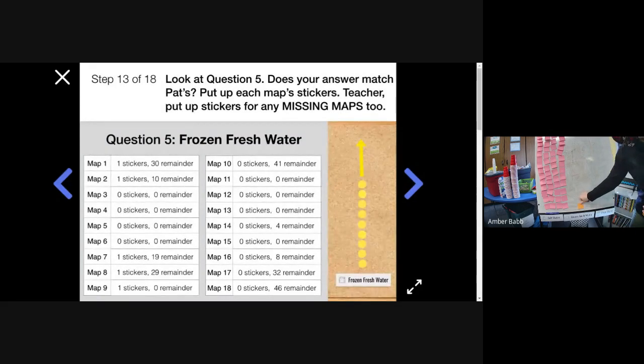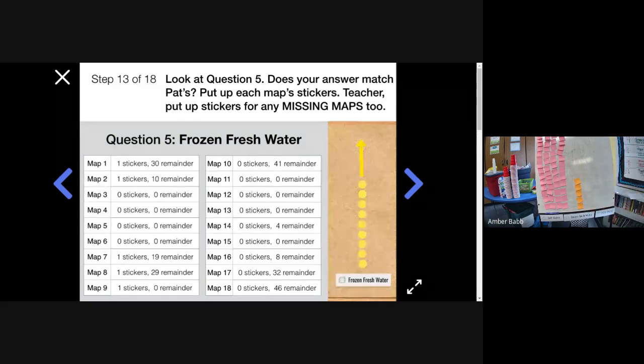Frozen freshwater. Sticker number 1. Sticker number 2. What was the other numbers? 7, 8, 9. 7, map number 7. 8. Map number 8. 9. And map number 9. Guys, are you seeing this difference? Yeah. That's the frozen freshwater. That's like the polar. That's Antarctica. That's the polar ice caps. Can we even use that? No. That's glaciers and stuff. Can't even use that.